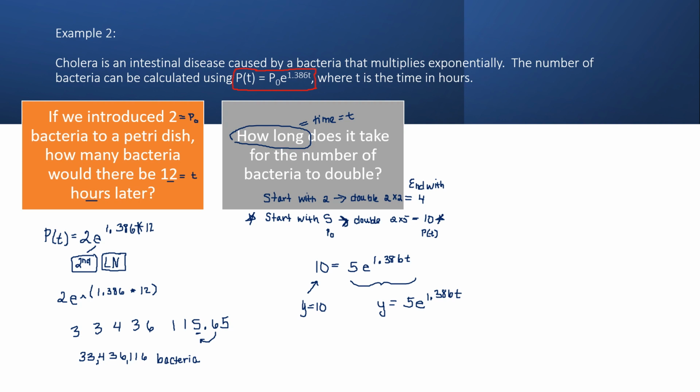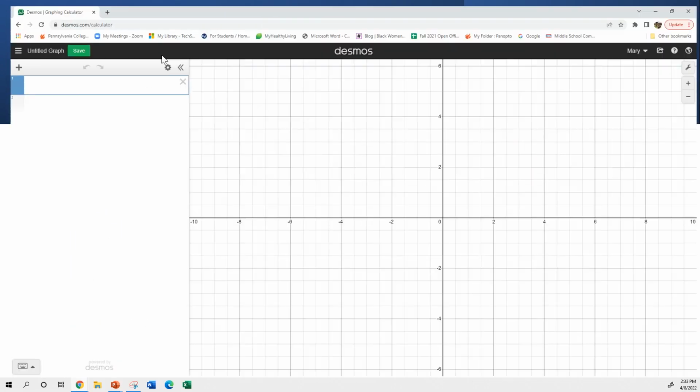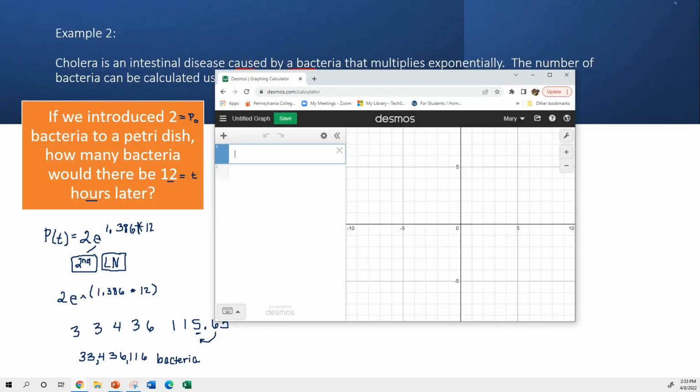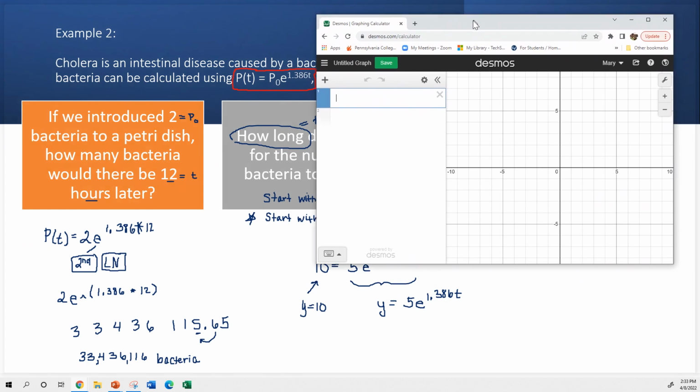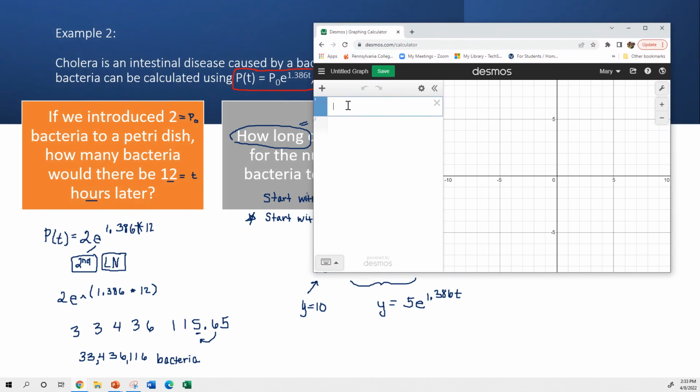Sorry for that delay. I've gotten it back. So here comes Desmos, and we'll make it small enough that we can see both screens here. And so the first equation that we're typing in Desmos is y equals 10. And the second equation that we're typing in is 5e, and we can get the e and the caret key right off of our keyboard, 1.386. And we have to use an x instead of the t.